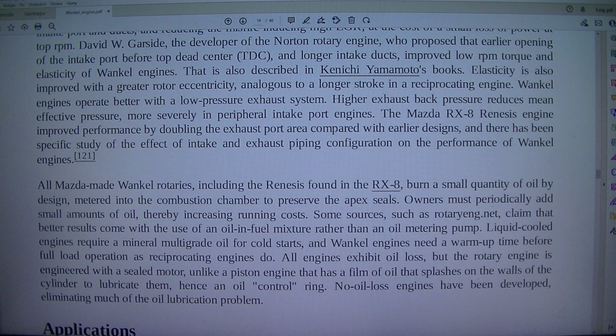Wankel engines operate better with a low-pressure exhaust system. Higher exhaust back pressure reduces mean effective pressure, more severely in peripheral intake port engines. The Mazda RX-8 Renesys engine improved performance by doubling the exhaust port area compared with earlier designs, and there has been specific study of the effect of intake and exhaust piping configuration on the performance of Wankel engines.